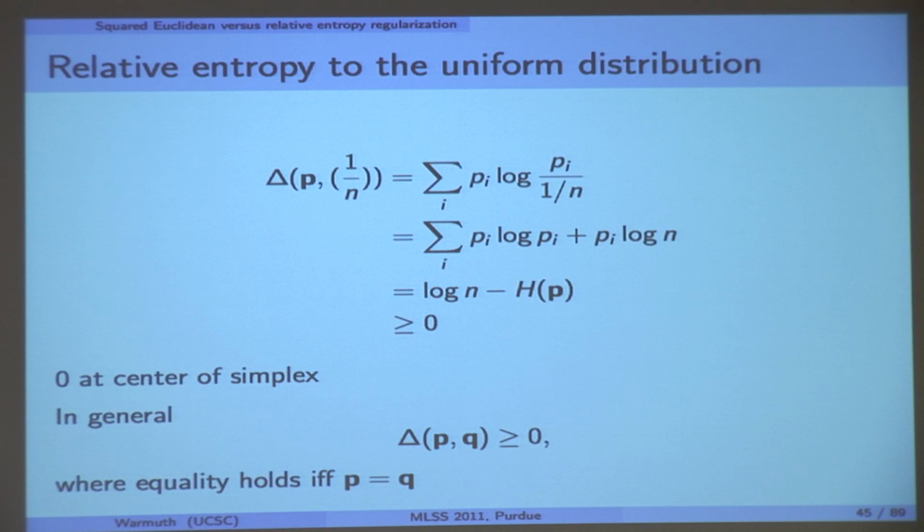How does relative entropy relate to entropy? Well, if you measure relative entropy to the uniform distribution, remember I had this plot where everything was in the center? So that was the uniform distribution. I measure relative entropy to the uniform distribution. Then I get this, minus p log p. This one becomes log n, so I get log n minus the entropy, which is always bigger than 0. And it's 0 at the center of the simplex. In general, the relative entropy is non-negative, but it's 0 if and only if p equals q.